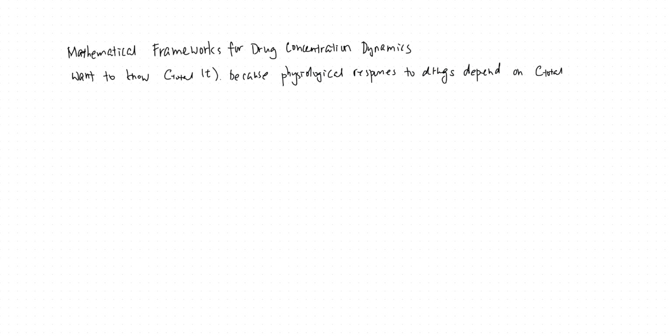So what do we mean by physiological responses? It can be body temperature, blood pressure, heart rate, plasma glucose concentration, cholesterol level. For example, after someone takes a pill of a drug, they want to know how body temperature or blood pressure changes after taking the drug. That's the meaning of physiological responses, and that's determined by the concentration, of course.